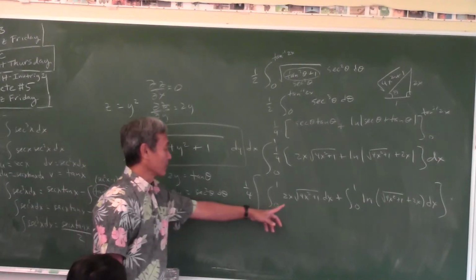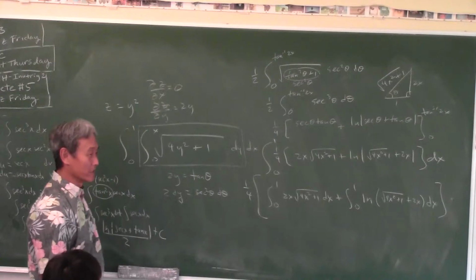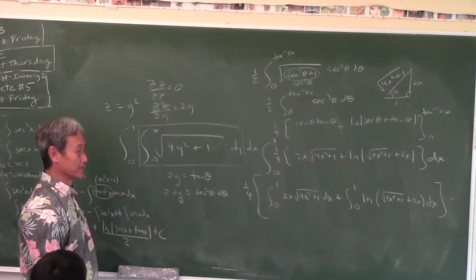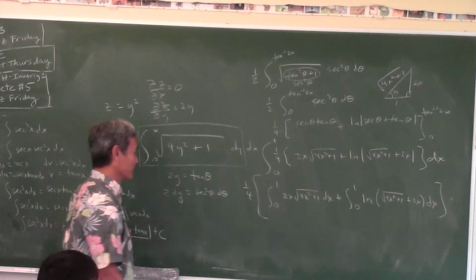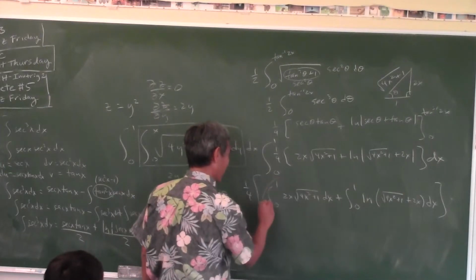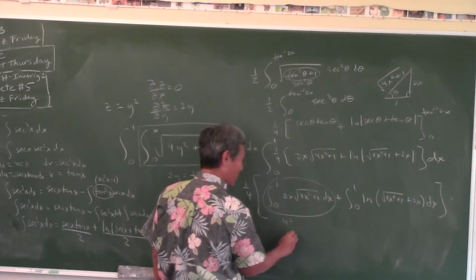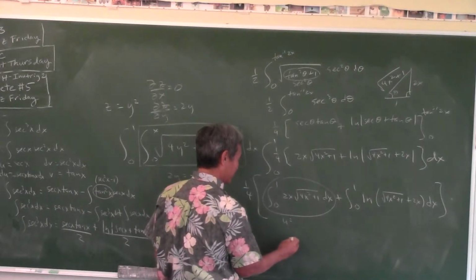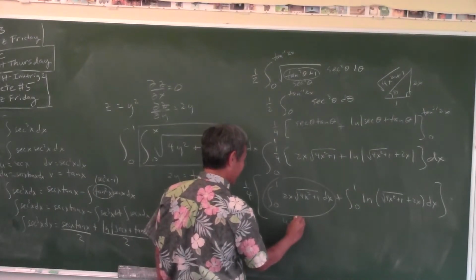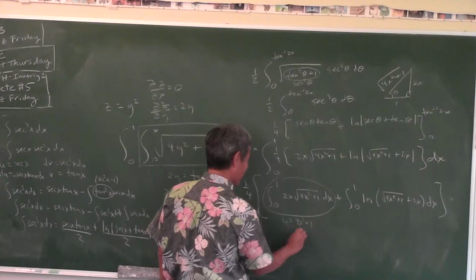Okay, let's do the first one. The first one is easy. What technique are you going to use here? U substitution. So this first one, U substitution. U equals what? 4x squared plus 1.